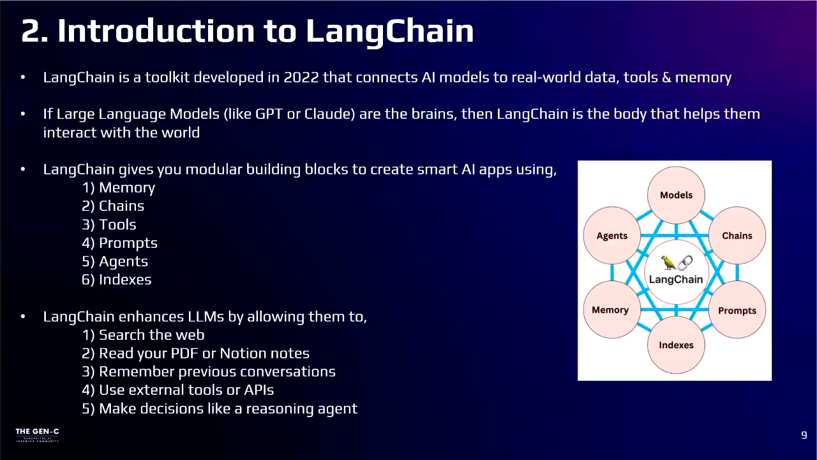So basically, LangChain gives you modular building blocks to create smart AI apps using 6 building blocks: memory, chains, tools, prompts, agents, and indexes. So very quickly, with memory, we let the AI remember past interactions. Chains link steps together for complex workflows. Using tools, you can connect to APIs, web search, or calculators. Using prompts, you can design how the AI responds. Using agents, you can let the AI decide what to do. Indexes are data structures and utilities that help organize, store, and retrieve documents or text data for use with LLMs.